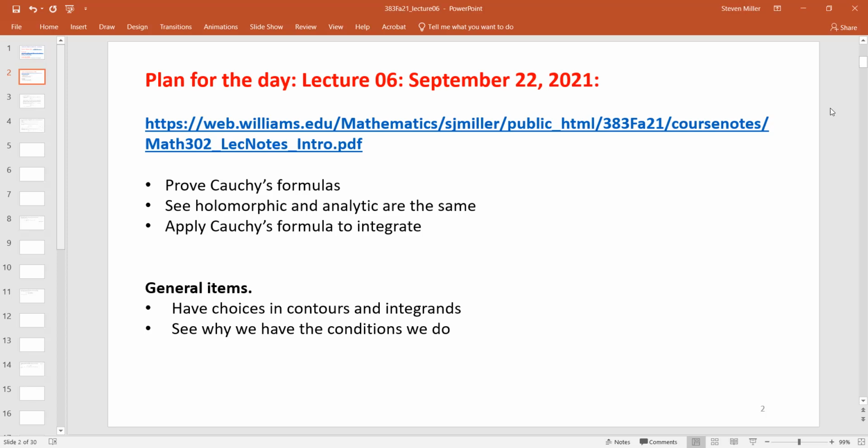When you do contour integrals, you often have a choice in what contour to do and what integrand to choose. At the end of the day, it doesn't really matter as long as you get the answer. Sometimes one path is easier to do than another. And so we'll try to talk a little bit about that.